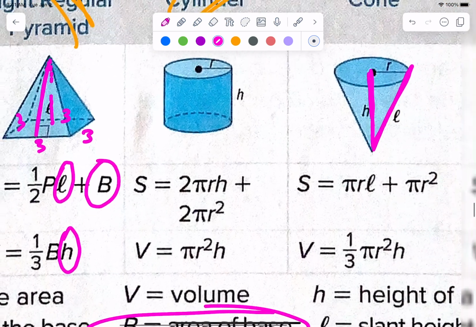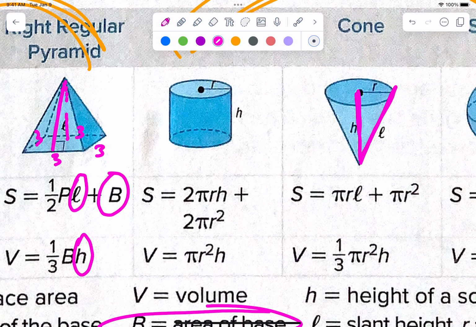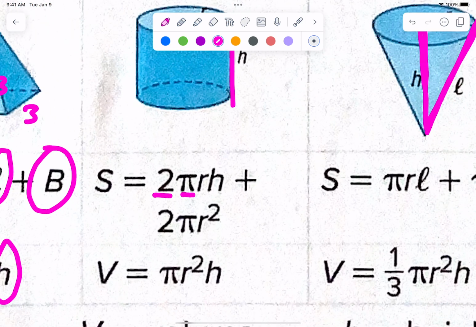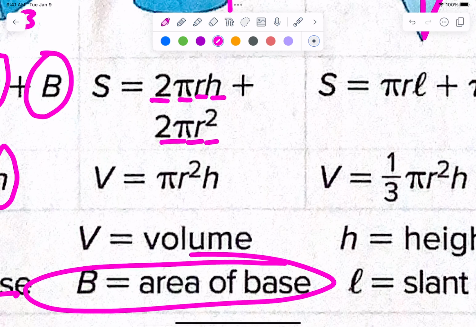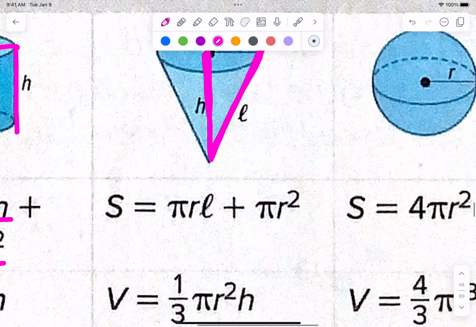All right, this guy, the cylinder, is pretty straightforward. There's nothing missing here. You have a height and you have a radius. So all you do is 2 times pi times the radius times the height, plus 2 pi r squared. It's a lot of stuff. All right, volume is pi r squared h. Pretty straightforward. You just type it into your calculator and have it do it, okay.